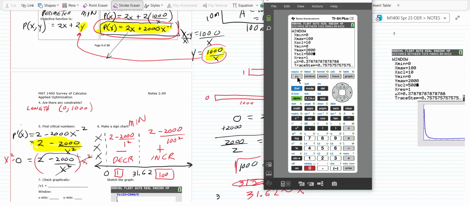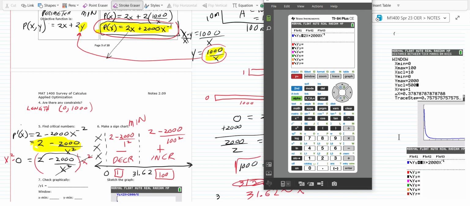So again, what we did is we graphed the objective function. Then we get a graph that looks like that. Does that graph look like it has a minimum? Yeah, okay. Our minimum was 31.62. So I'm going to trace 31.62 and just visually see if that's a minimum. And you can pretty well tell that looks like a good minimum right there.